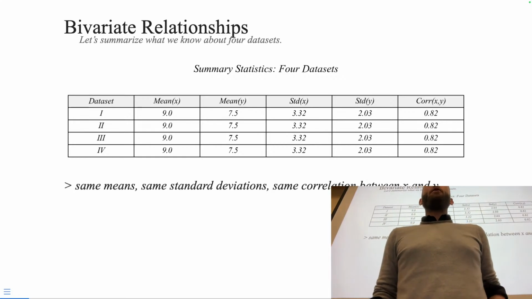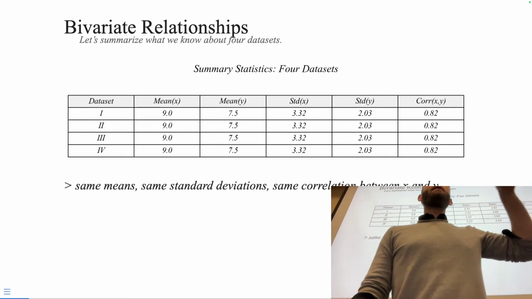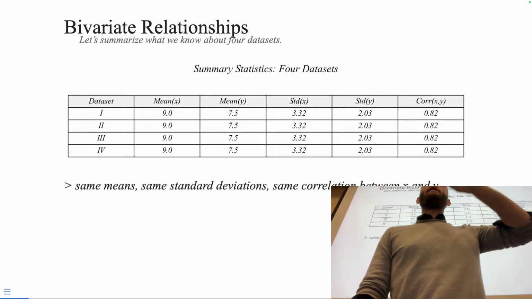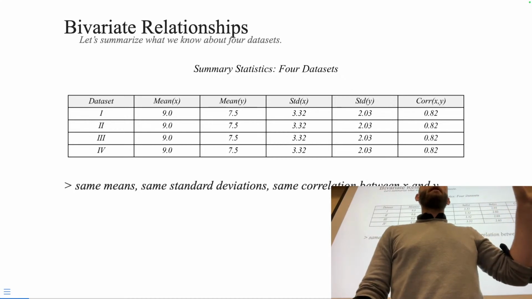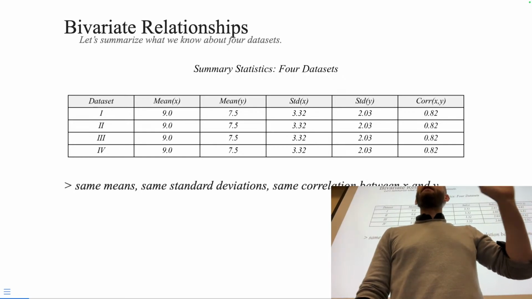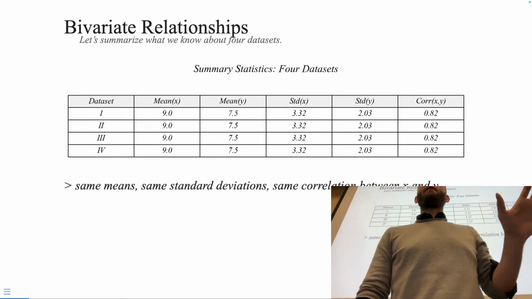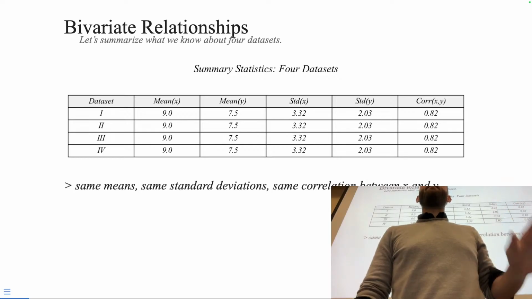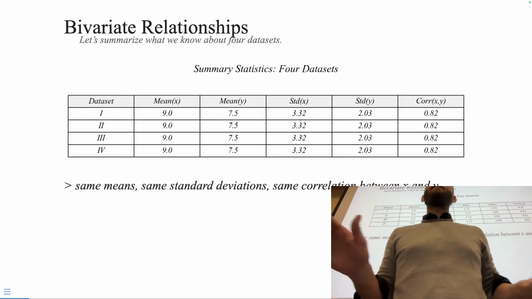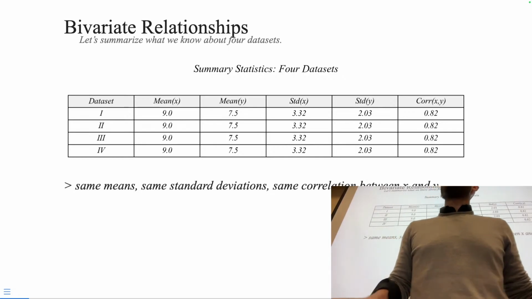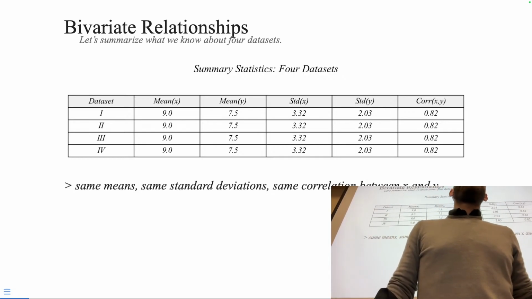So what we're going to do, I want to ask you a question, which is essentially, are the relationships between x and y the same in all 4 of these data sets? We have 4 data sets. All the summary statistics are the same. Are the relationships between x and y the same in each one of these 4 data sets? I want you to spend like 10 seconds, maybe 20 seconds just pondering this.